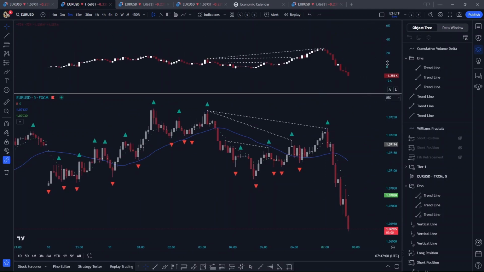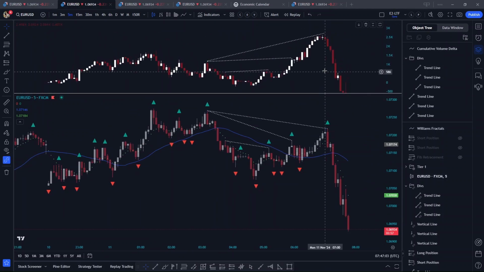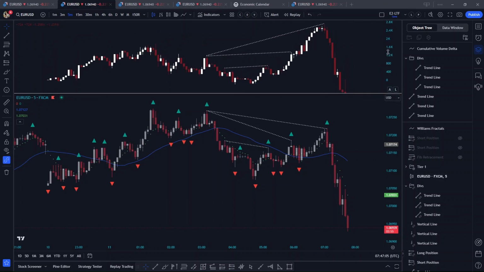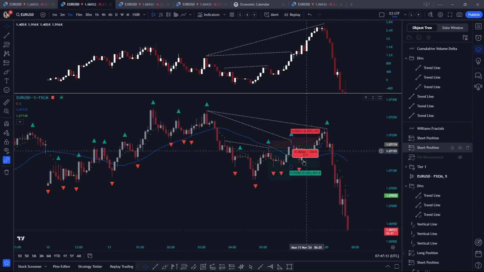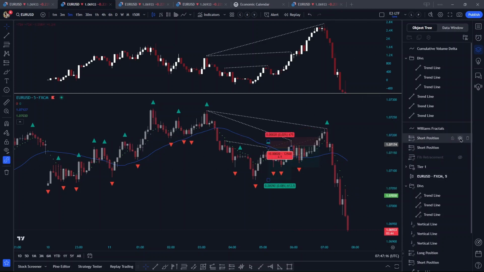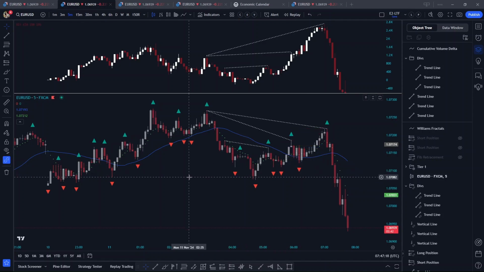So I was shorting this, obviously above the concept I taught you guys in the previous video, the CVD divergences, and I shorted this twice actually. Both times I failed, right? So let's just go over why I think I failed right here, okay?